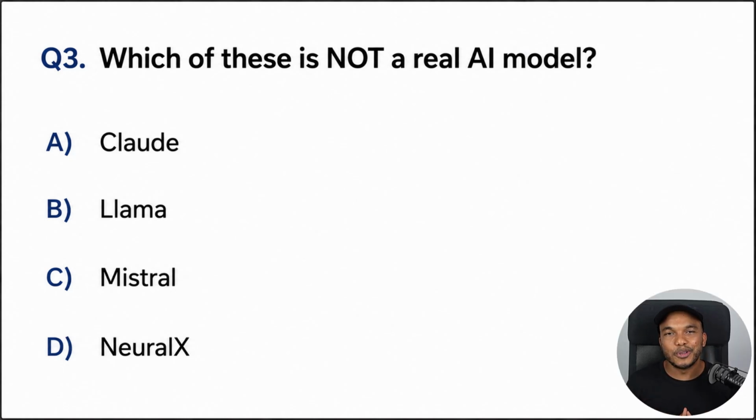And the answer is going to be, well, obviously it's not Claude. Everybody knows Claude. It's not Llama. Most people know about Llama. It's either Mistral or Neural X, and the answer is going to be Neural X because Neural X is not an actual AI model. Don't feel bad if you got this one wrong because I very deliberately chose that Neural X name. It sounds very AI-ish, but Mistral is actually a real AI company. It's French. Neural X, on the other hand, is not an AI model, at least as of the time of me making this particular video.